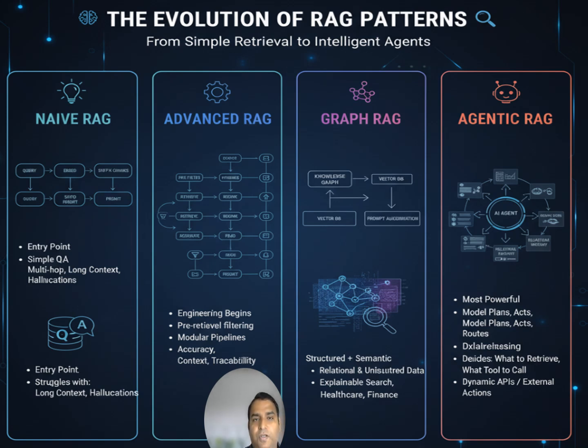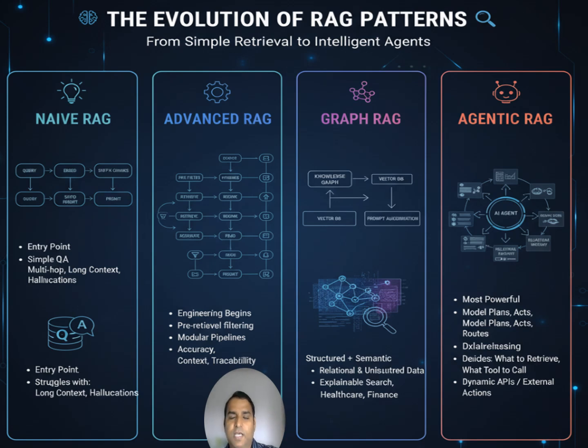Advanced RAG represents a significant engineering leap, incorporating techniques such as pre-retrieval filtering, hybrid indexing, re-ranking, query rewriting, memory, and post-retrieval predictions. It employs modular pipelines like retrieve, read, and predict to enhance accuracy, context handling, and traceability, making it suitable for more demanding and long-running applications.